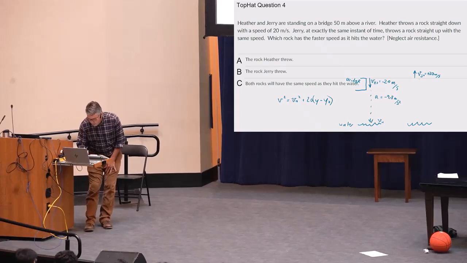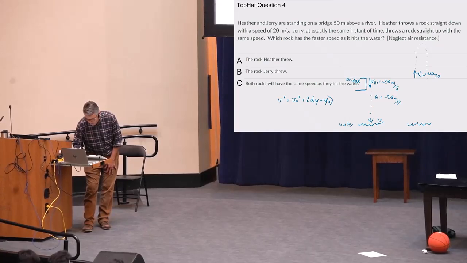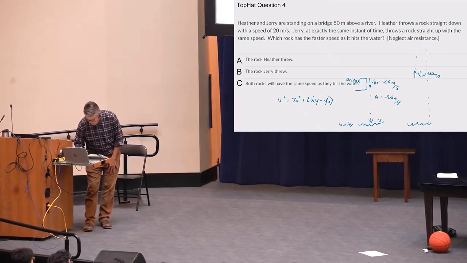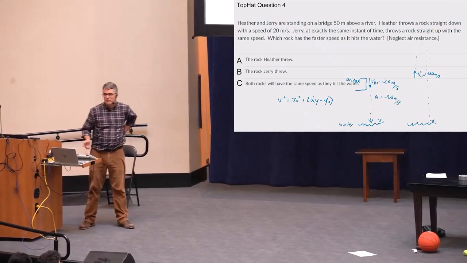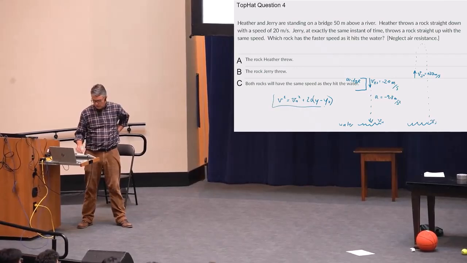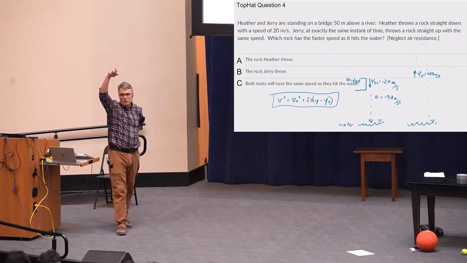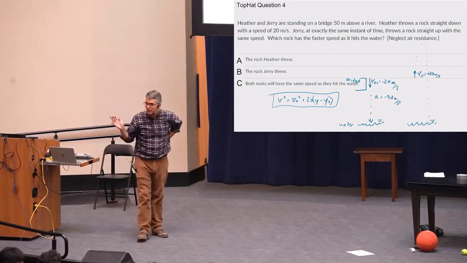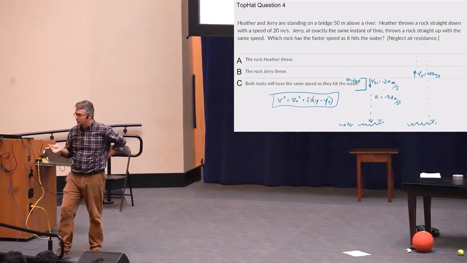So Jerry throws the rock upwards with 20 meters per second. Well, what's going to happen is it's going to go up, stop momentarily, come back down, and hit the water with some v Jerry. And my feeling is that since you don't care about the time, you could use this same equation for both, where y has just dropped by whatever the height of the bridge was, which we weren't told, by the way, but it's the same height for both.